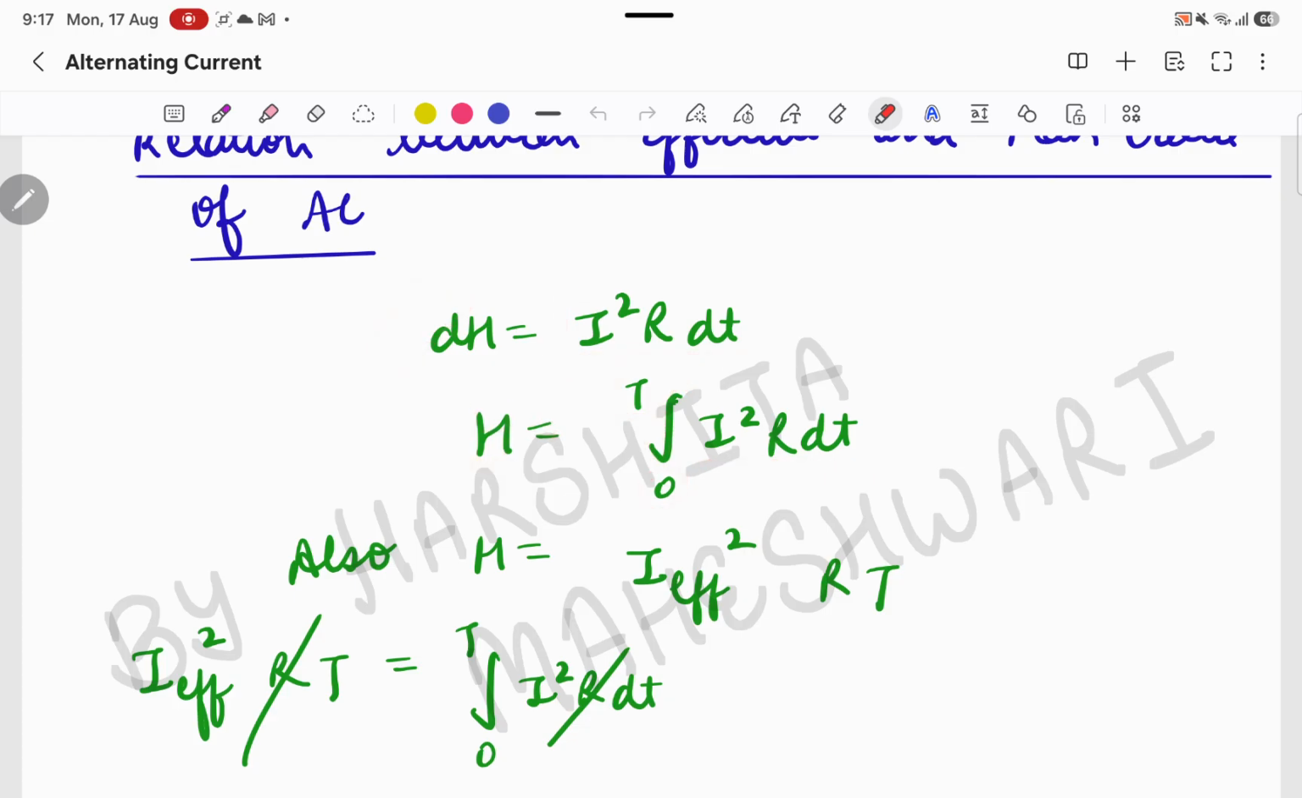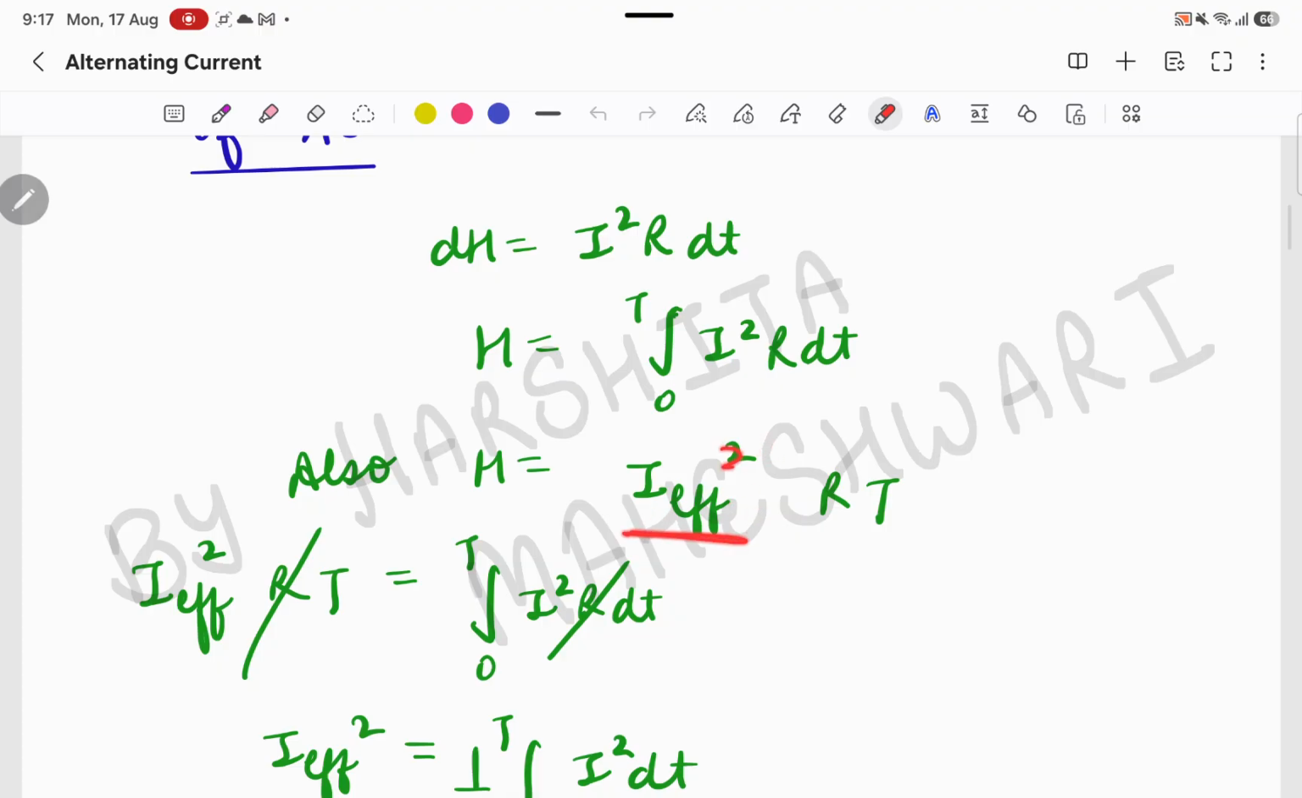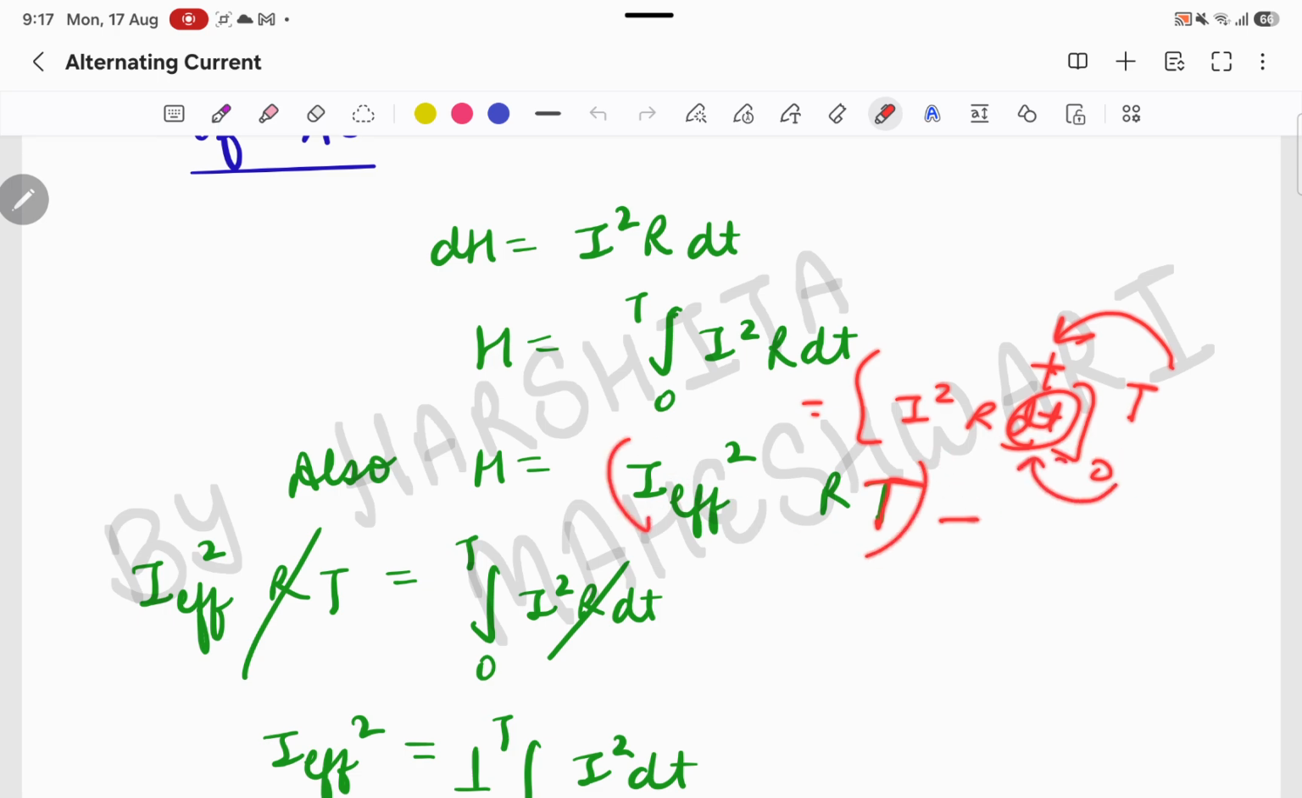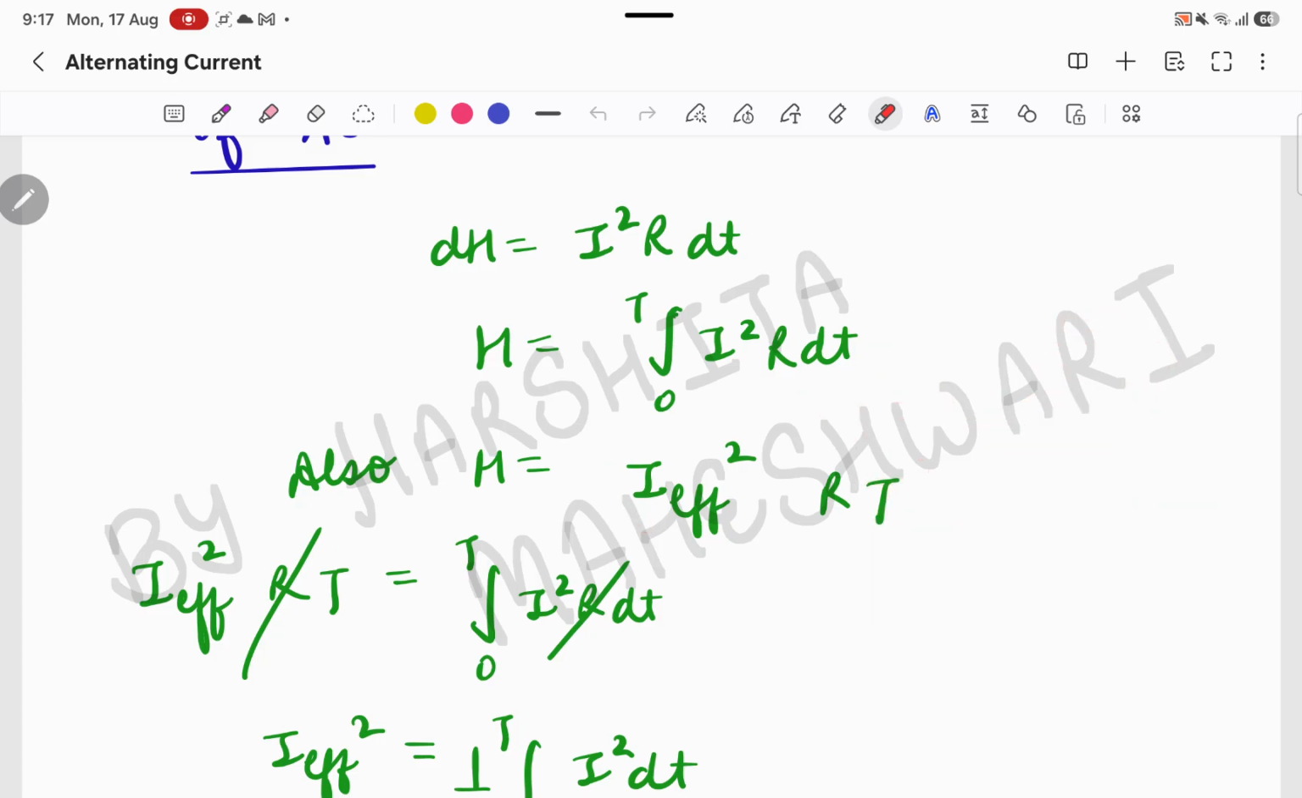to capital T. Clear? Now, we can also say that this can be written as I effective square R into capital T, because after integrating, we get the value I square R dt from 0 to T. This dt will turn into T only, and if we put the value capital T here, we get capital T minus 0, so I square R into 0 will turn the answer 0. So that's why we are not mentioning that. Clear?